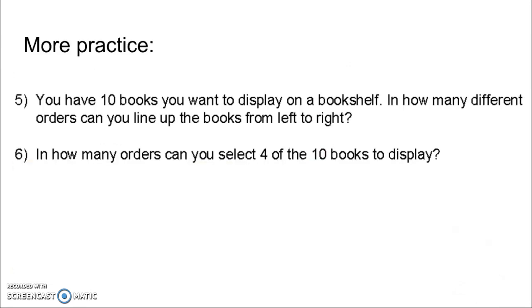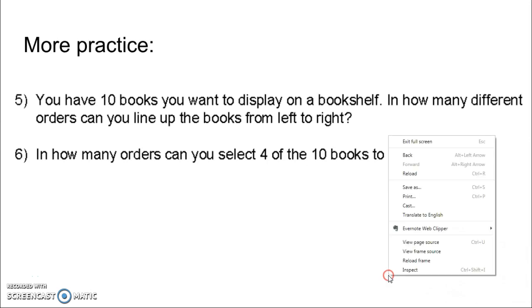A couple of examples. Say you have 10 books that you want to display on a bookshelf. In how many different ways could you line up those books from left to right? So this is a straight factorial problem. To your calculator you go. And you would type in 10, and then find your factorial key, which might look something like x with an exclamation point behind it. So 10 factorial is 3,628,800.